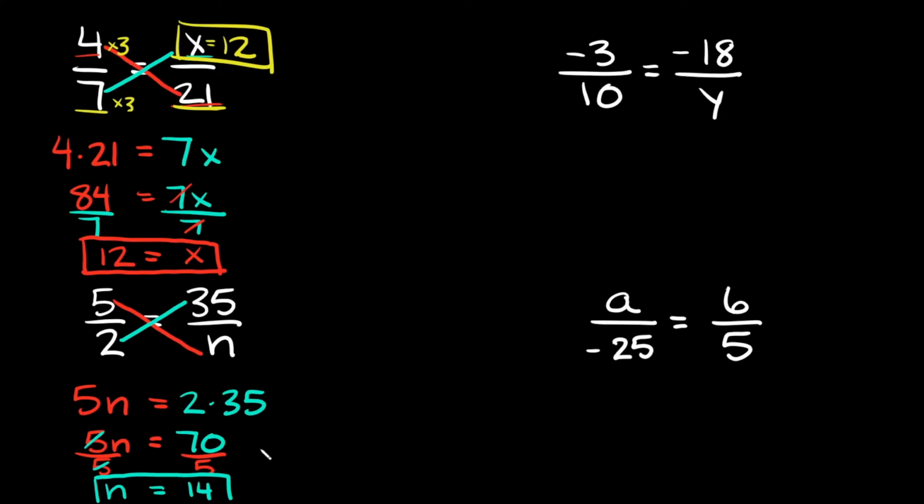Now again, if you want to use the other method, you would just ask yourself, how do you get from 5 to 35 here? Well, you just have to multiply by 7, right? Because 5 times 7 is equal to 35.